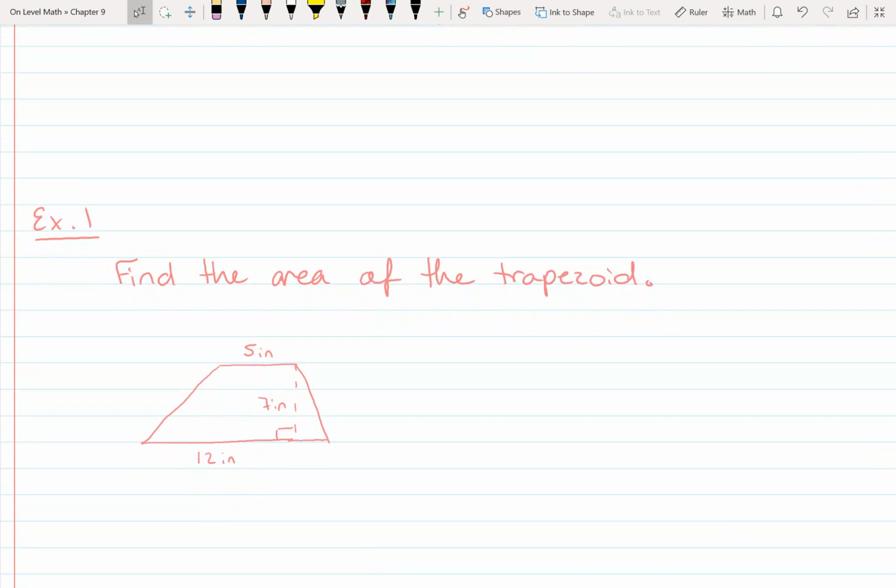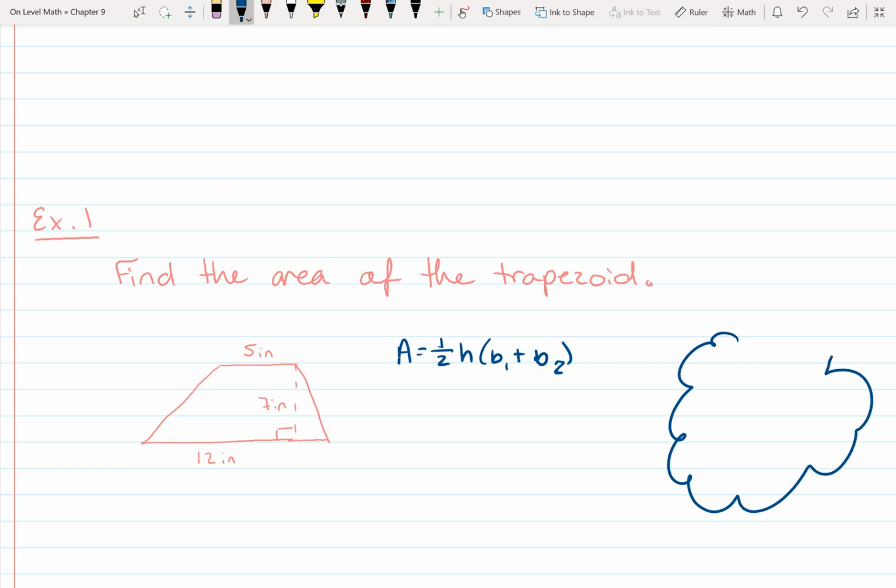Alrighty, so example 1, find the area of the trapezoid. The first thing we need to do is write our formula. That is our cheat sheet, and we need to write it every single time. A equals 1/2 times height times base 1 plus base 2. And again, if I'm moving too quickly, pause the video if need be. And then before we start plugging into the formula, we are going to label what we know.